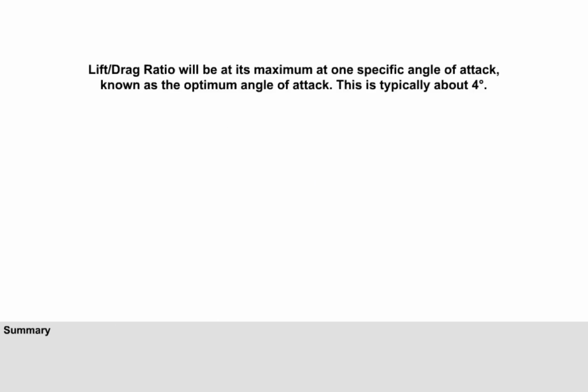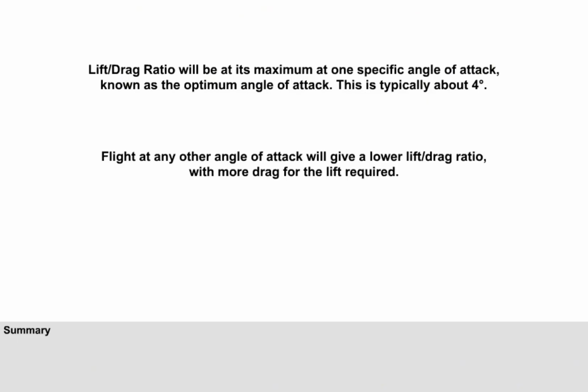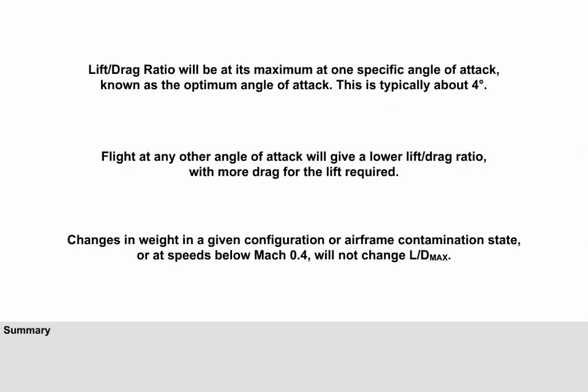To sum up the main points about lift-drag ratio, it will be at its maximum at one specific angle of attack, known as the optimum angle of attack. This is typically about 4 degrees. Flight at any other angle of attack will give a lower lift-drag ratio, with more drag for the lift required. Changes in weight in a given configuration or airframe contamination state, or at speeds below Mach 0.4, will not change LD max.